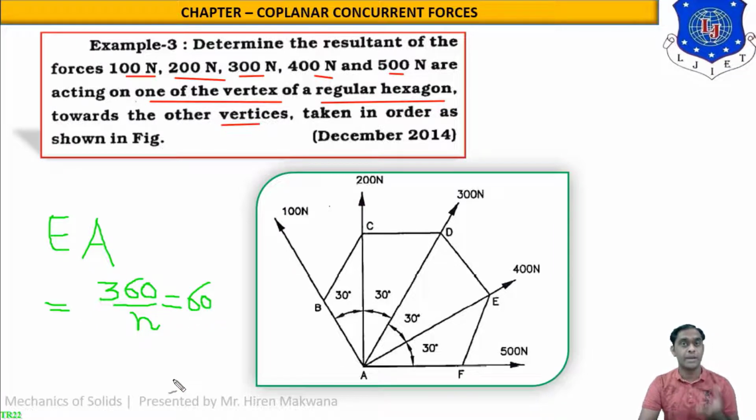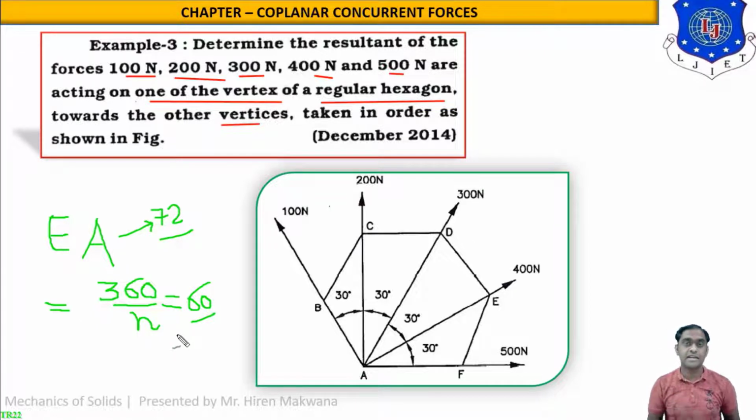But what happens if a pentagon is given in your numerical? Then the number of sides will be 5. So 360 by 5 is equal to 72 degrees. So the exterior angle will become 72 degrees in the case of a pentagon, while in the case of a hexagon it is 60. So this is basically the exterior angle.